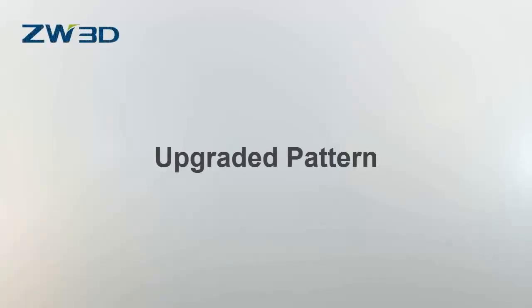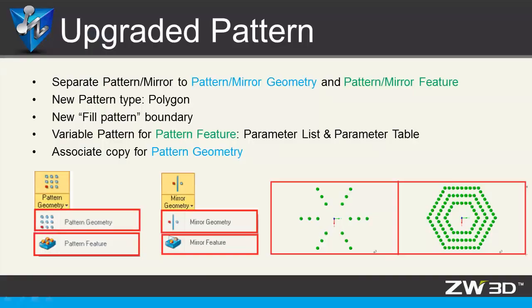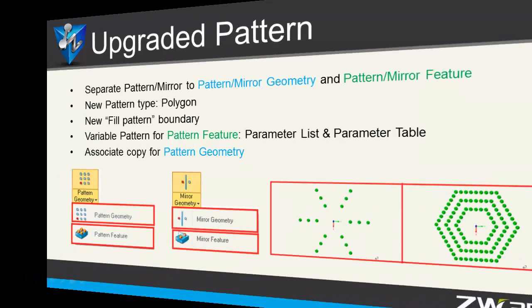Upgraded Pattern. In ZW3D 2016, both pattern and mirror commands have been divided into two individual commands. And some new options have been added to meet a greater variety of needs more effectively, such as the new Polygon pattern type, the fill pattern boundary, variable pattern, and associate copy.